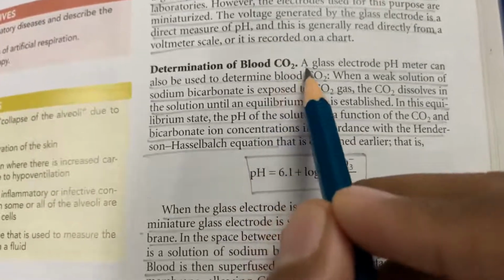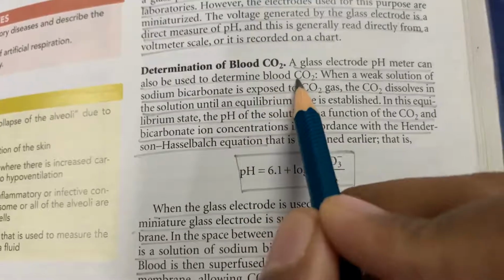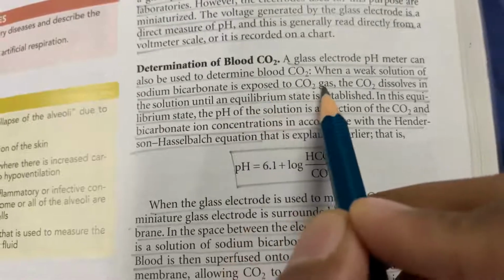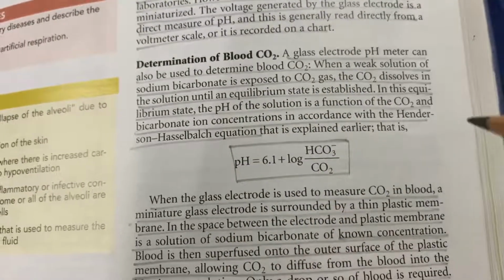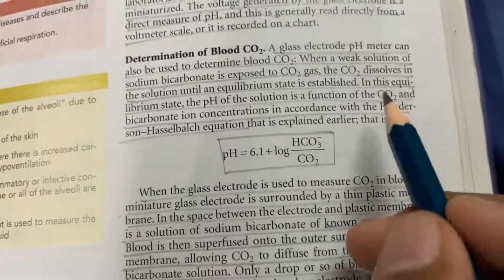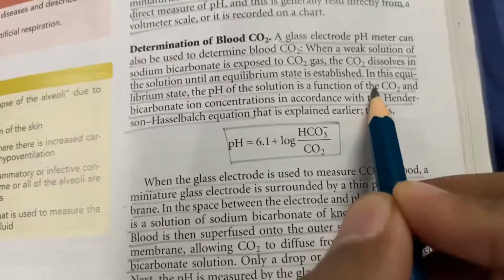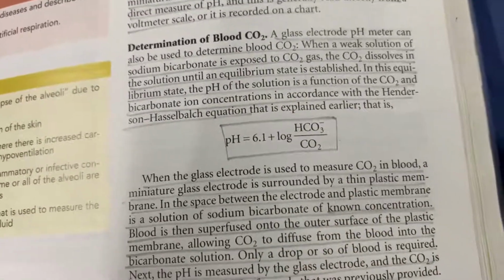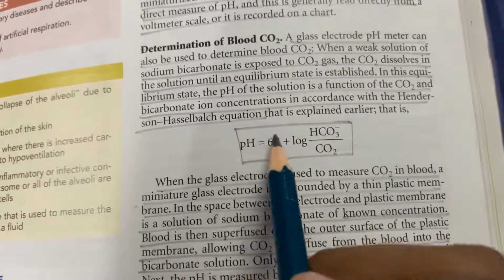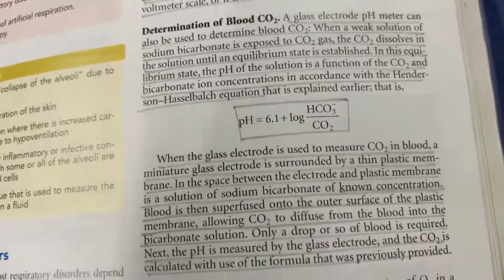Coming to the determination of blood carbon dioxide, a glass electrode pH meter can also be used to determine blood CO2. When a weak solution of sodium bicarbonate is exposed to carbon dioxide gas, the carbon dioxide gas dissolves in the solution until an equilibrium state is established. In this equilibrium state, the pH of the solution is a function of the carbon dioxide and bicarbonate ion concentrations in accordance with the Henderson-Hasselbalch equation, that is pH is equal to 6.1 plus log HCO3 minus by CO2.